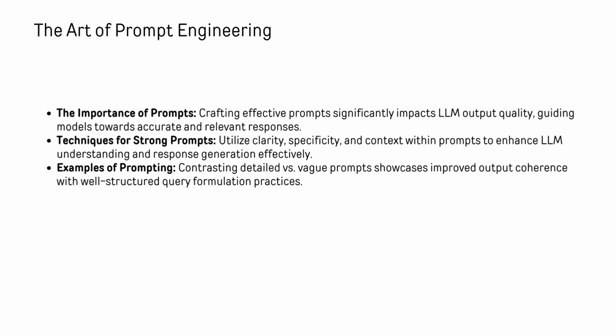Clear prompts minimize ambiguity, reducing the likelihood of irrelevant or confusing responses. Specificity helps narrow the scope of the output, leading to precise and targeted answers. Additionally, providing context allows the model to better understand the task at hand, enabling it to generate more relevant and coherent responses. For example, a vague prompt like "explain transformers" may result in a broad and generic response.